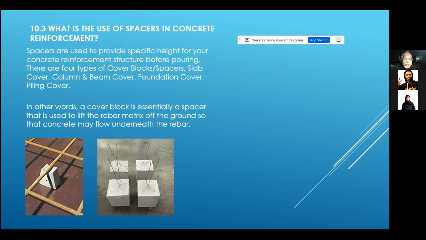So for your concrete reinforcement structure, before pouring the concrete, there are 4 types of cover blocks: for column cover, foundation cover, and piling cover. This is some of the sample, but not all. In other words, a cover block is essentially a spacer. It's used to lift the rebar matrix off the ground so that the concrete may flow underneath the rebar. So this is also important.